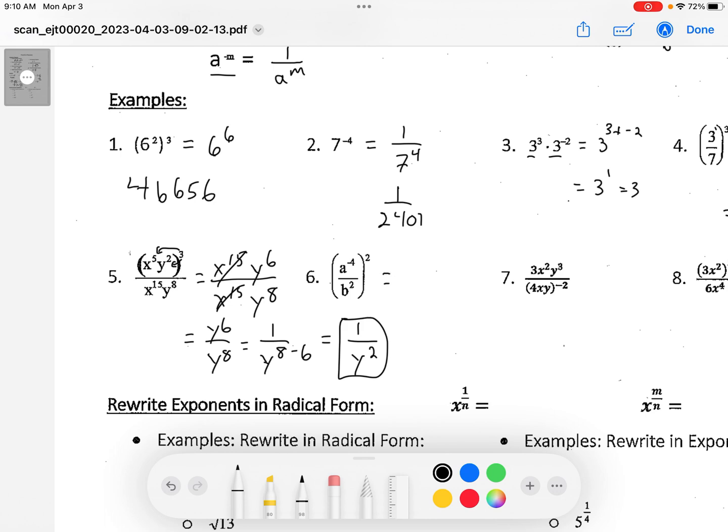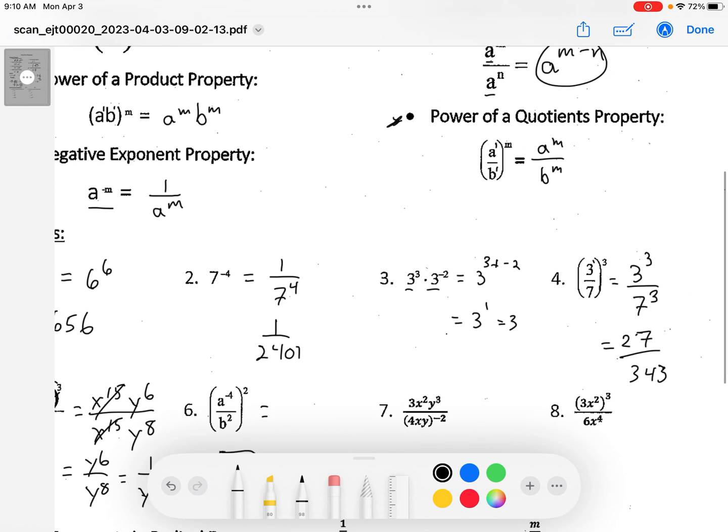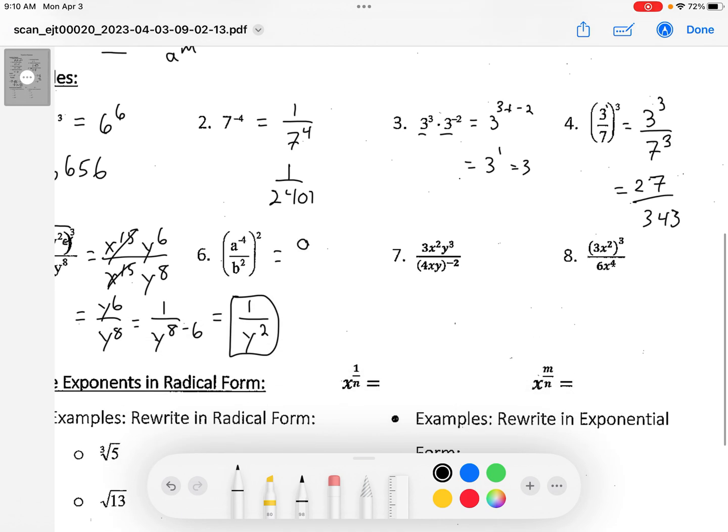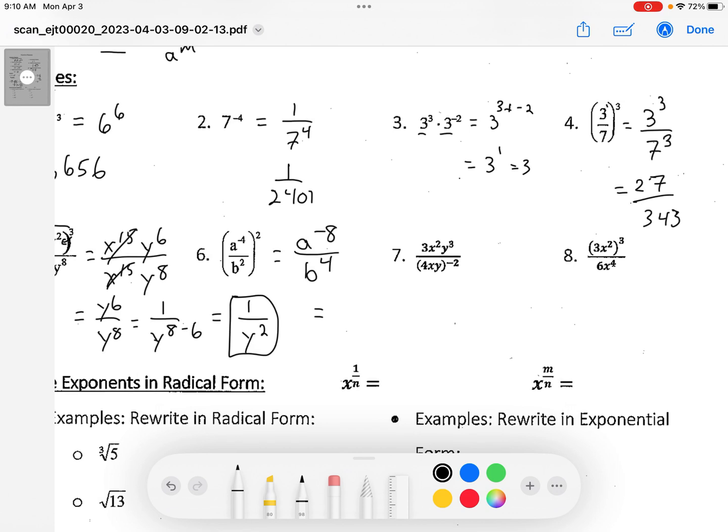Okay? Number 6 is just like this property again, the quotient property. So that's a to the negative 8 over b to the 4. Now, here we go again. We have to have positive exponents, so we're going to move that a down and make it positive. So that would be 1 over a to the 8th, b to the 4th.